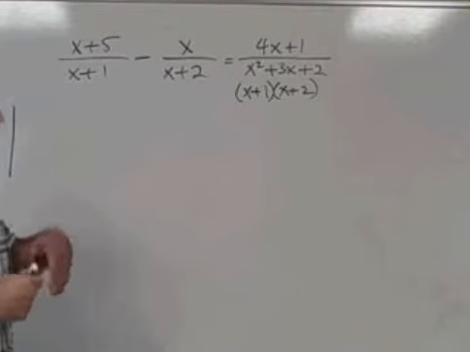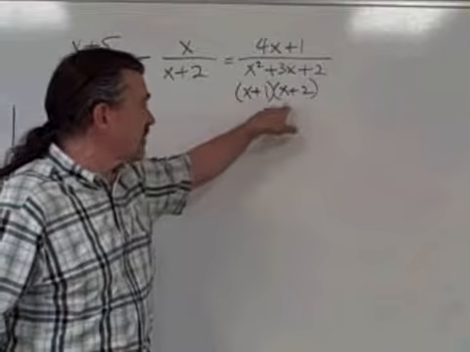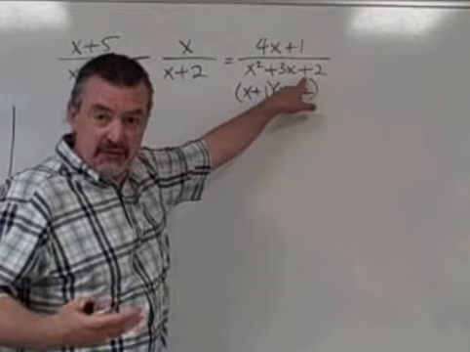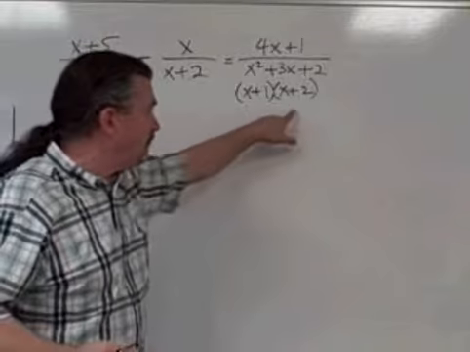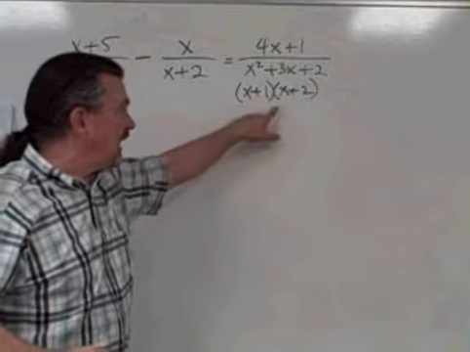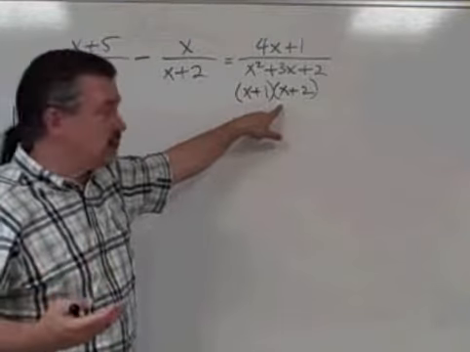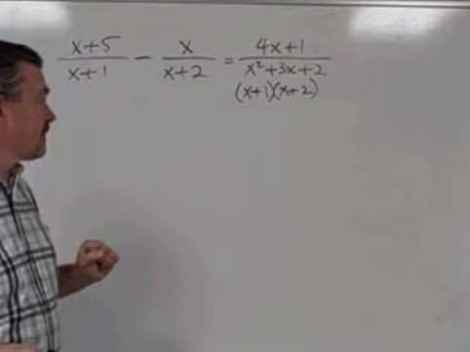Let's see if they are. Let's put them down and see. Well, plus 1 times plus 2 is going to give us plus 2 under the L of FOIL. O of FOIL, plus 2x. I of FOIL, plus 1x. Those two terms combine to plus 3x.